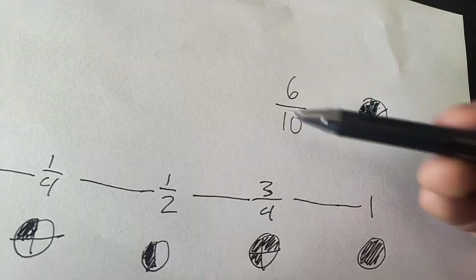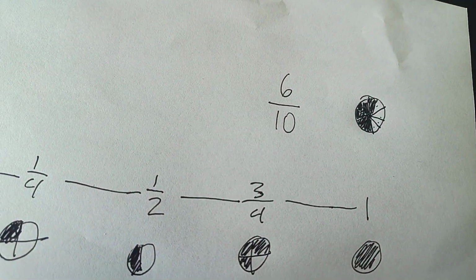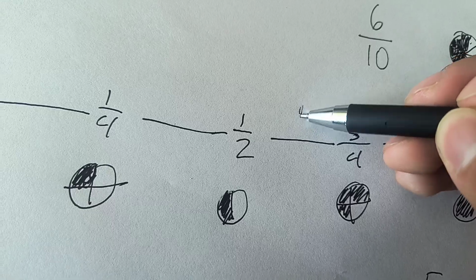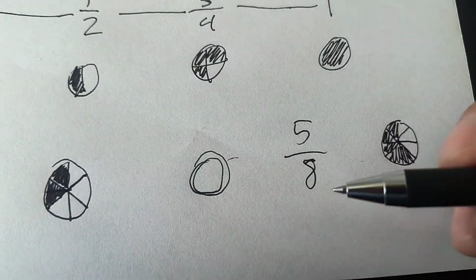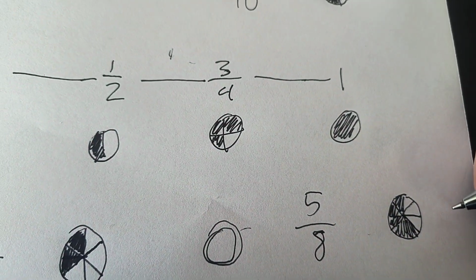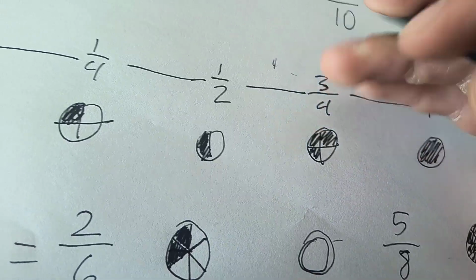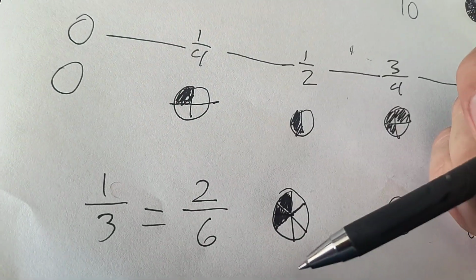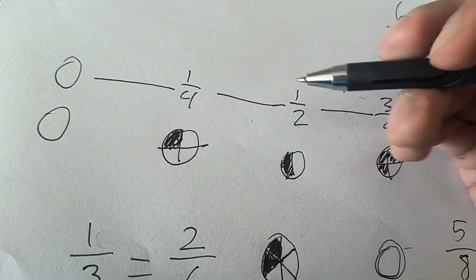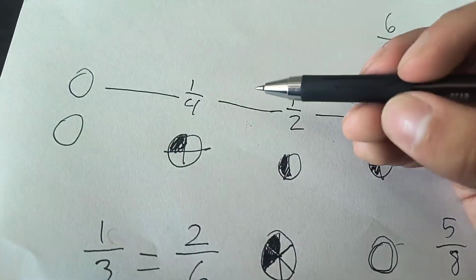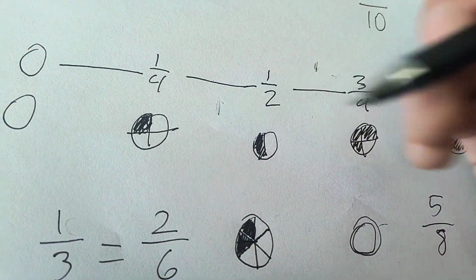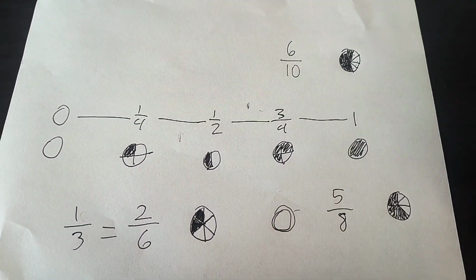So this is larger than half. It's a little bit larger than half the group. So it would be put somewhere in between 3/4 and 1/2. And 5/8 would be put somewhere in between 3/4 and 1/2 too, because it's a little bit more than half, but it's less than 3/4. And this would be put in between 1/4 and 1/2, because 2/6 is more than a quarter, but less than half.